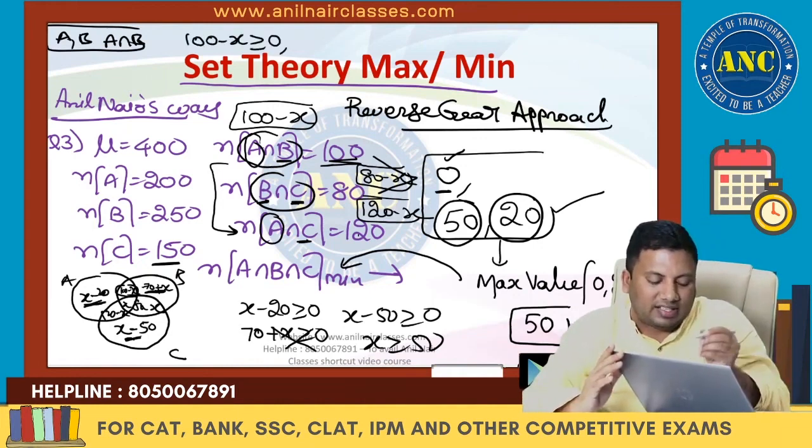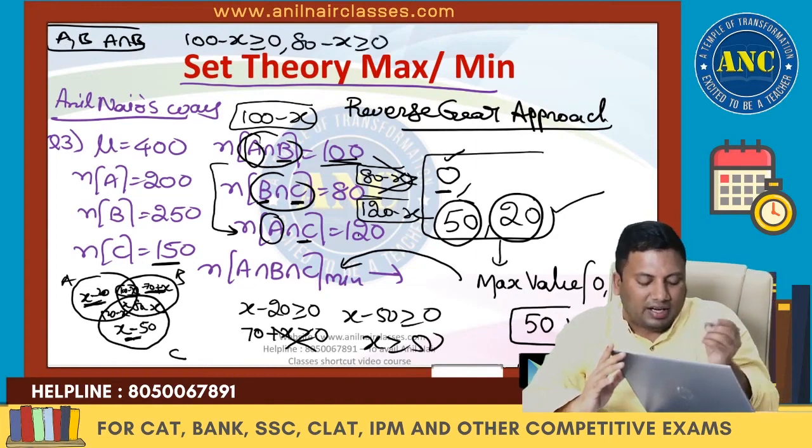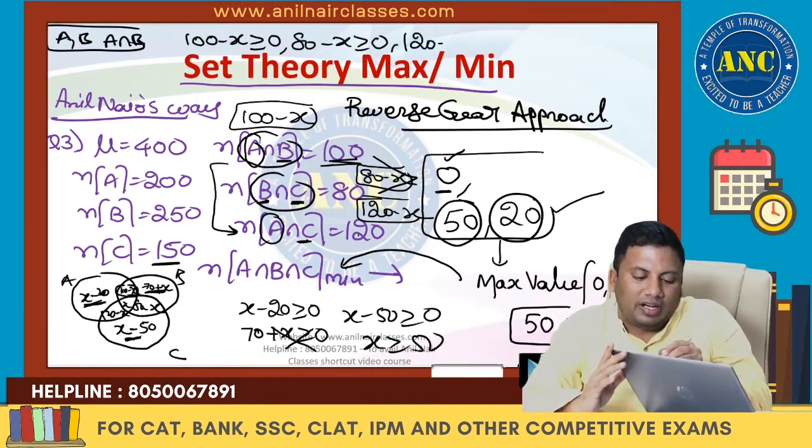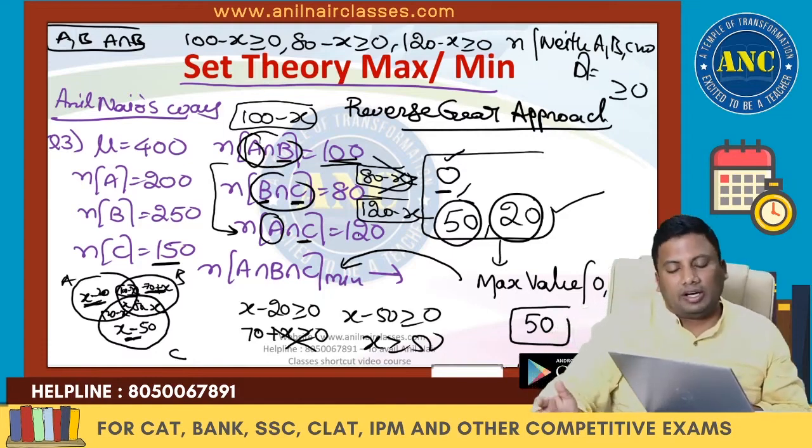100 minus x greater than or equivalent to 0. 80 minus x greater than or equivalent to 0. And 120 minus x greater than or equivalent to 0. The only thing you need to do is, neither A, B, C nor D value, if you substitute that, that also do. Greater than or equivalent to 0.